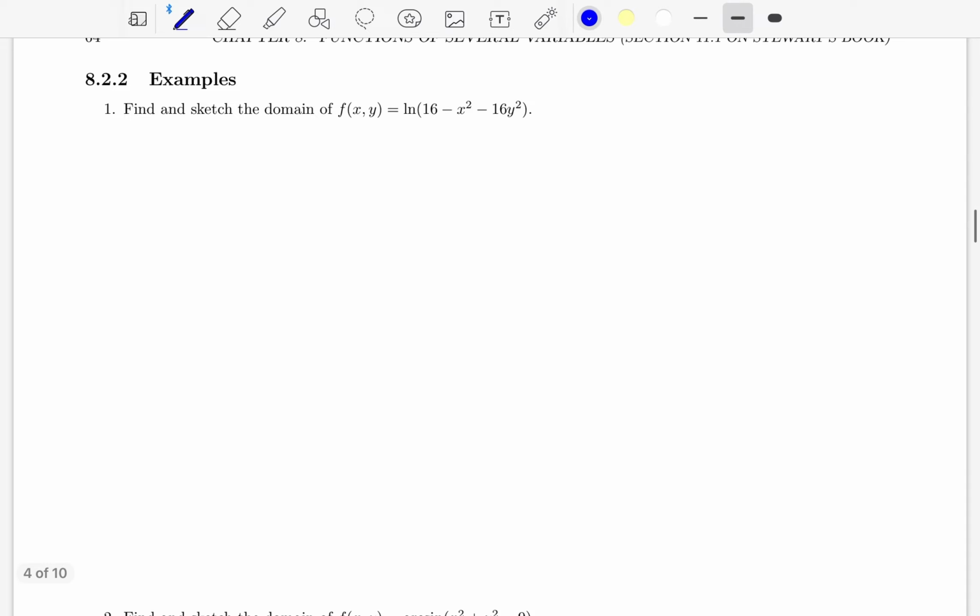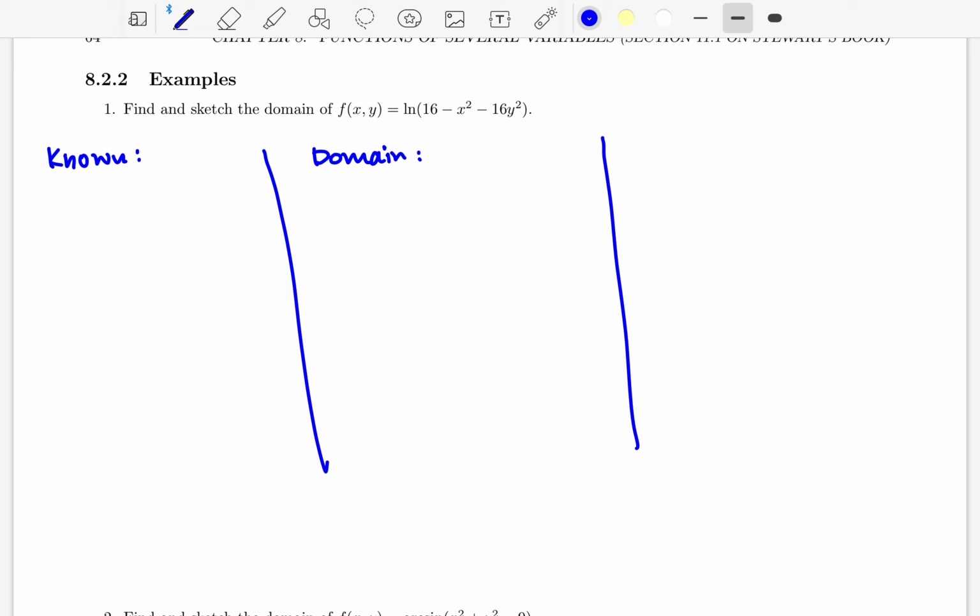Find and sketch the domain of f of x, y equal to the natural log. We're not sketching the graph of the natural log of this, we're sketching the domain of it, okay? So let's see. What do we know? Let me just split this into what we know, and then the domain, algebraically. And then we can look at the graph of the domain.